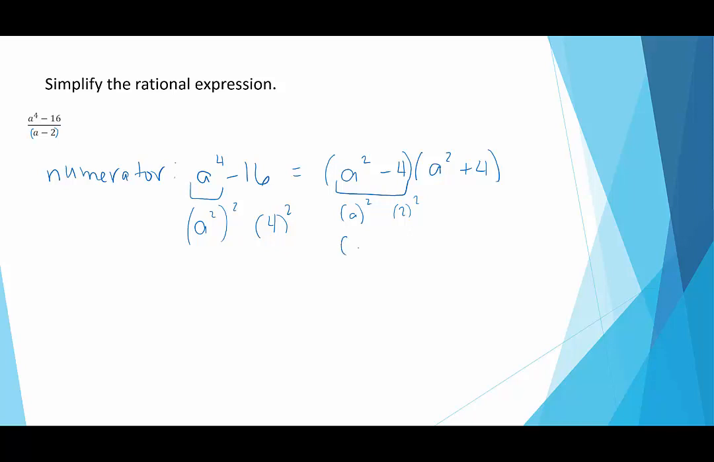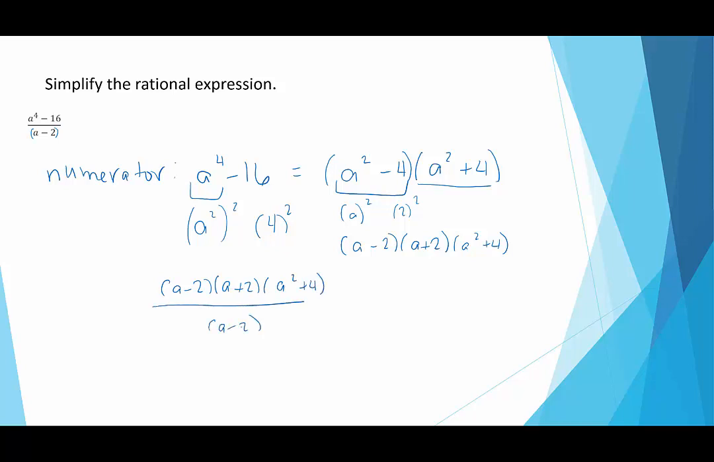And now it's going to become root minus root times root plus root. This is unfactorable, so we'll just leave it as a squared plus 4. So now when I rewrite the expression, the numerator I'm going to say is a minus 2 times a plus 2 times a squared plus 4, all divided by a minus 2.